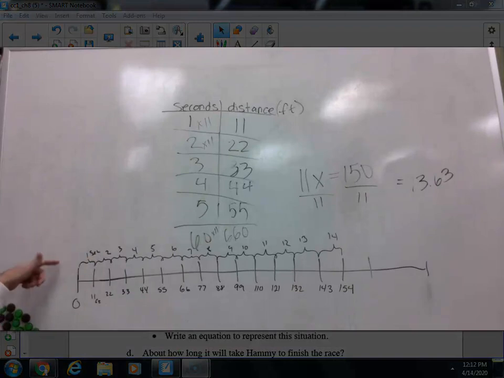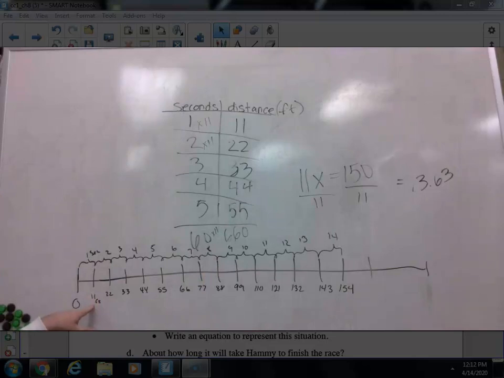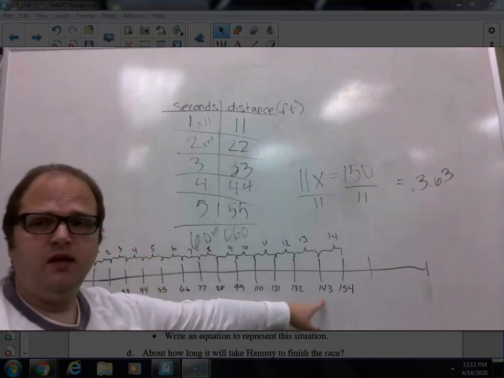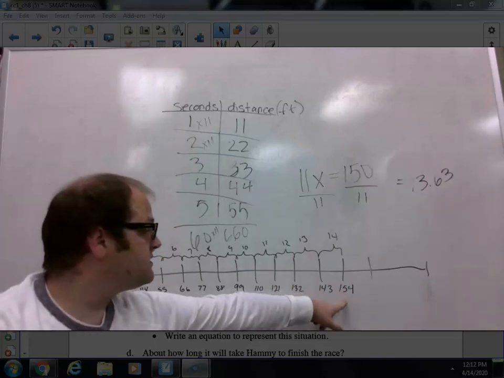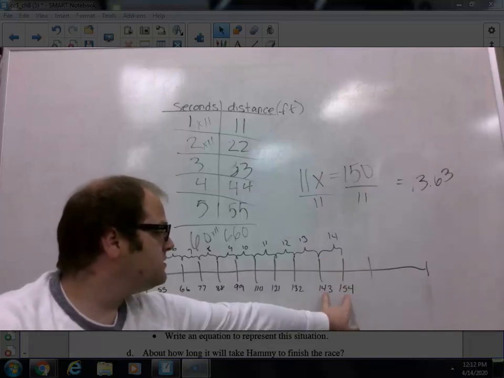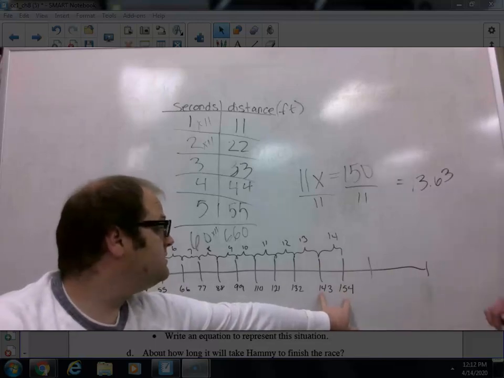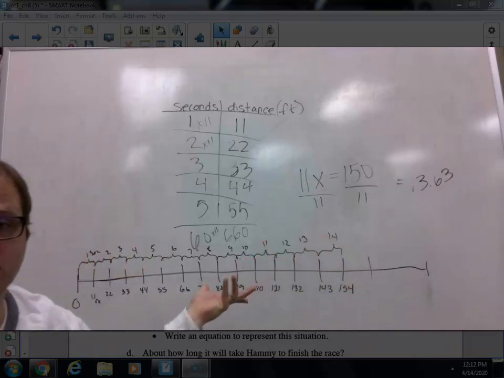All right, so I actually had to go ahead and redraw my number line here because I ran out of space. So remember that we're comparing 11 feet in 1 second. So every time I go 11 more feet, I'm going up 1 more second. So if I get all the way to the end of my number line here, after 13 seconds, I went 143 feet. And after 154 feet, I went 14 seconds. So we wanted to know how long it took to go 150. So we know that it's somewhere between the end of 13 and the end of 14. So somewhere between 13 and 14 seconds.